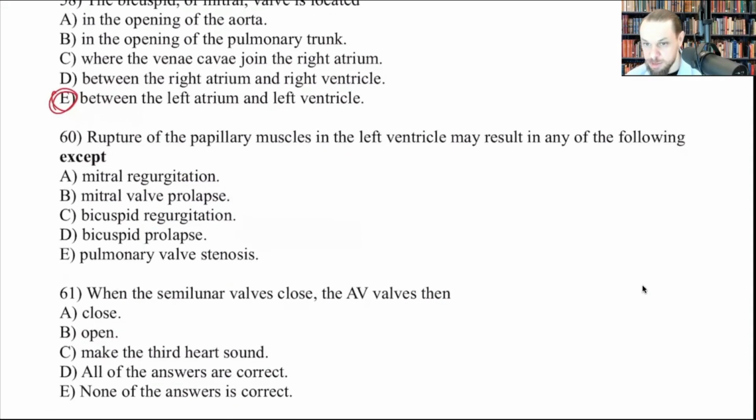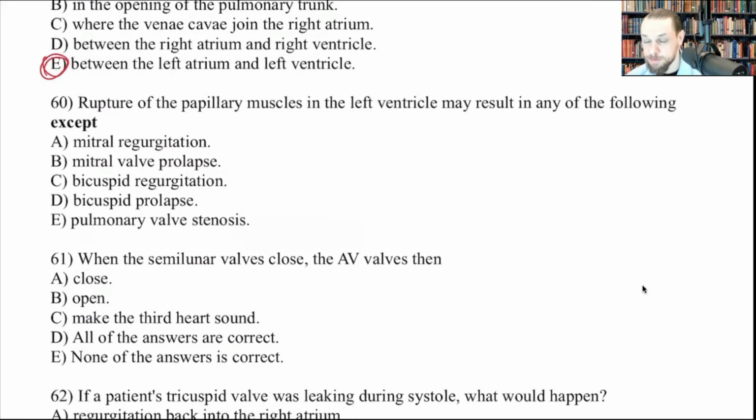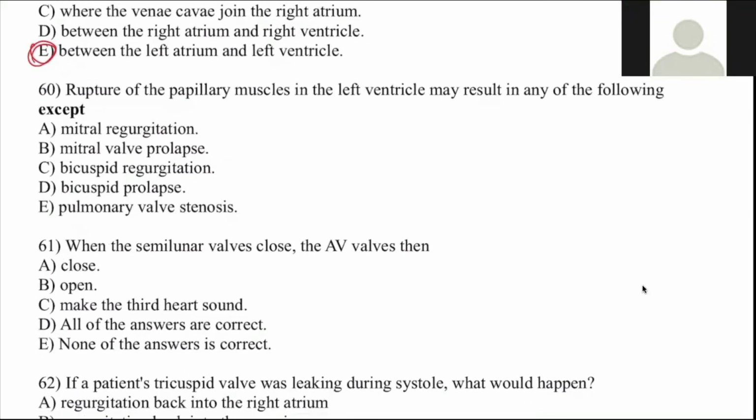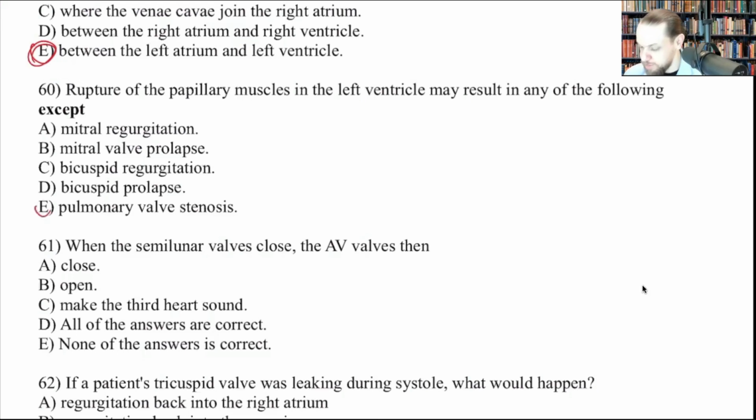Number 60. We're going to go with Syed. Rupture of the papillary muscles in the left ventricle may result in any of the following except bicuspid regurgitation, pulmonary valve stenosis. I'm going to say pulmonary valve stenosis. Correct, right? Because the pulmonary valve is on the right side, from the right ventricle, and here they're just trying to trick you. Mitral versus bicuspid, that's the name of the same exact valve.